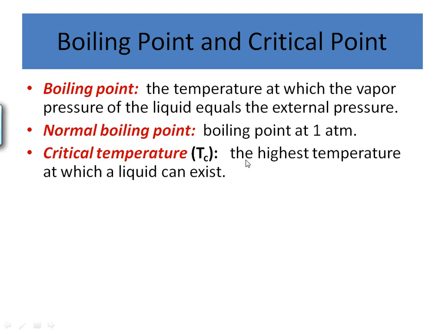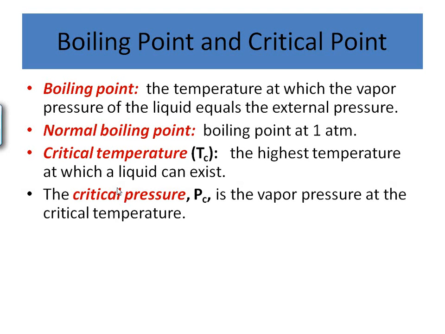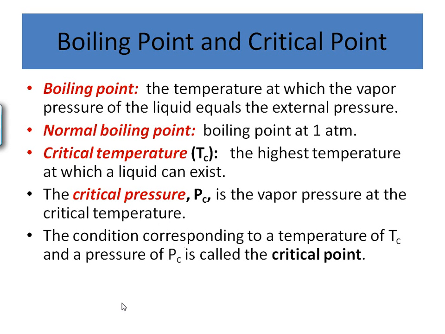Critical temperature, again, that's the highest temperature at which the substance can exist as a liquid. And critical pressure, that's the vapor pressure at that critical temperature. Okay, and then that point on the phase diagram is called the critical point.